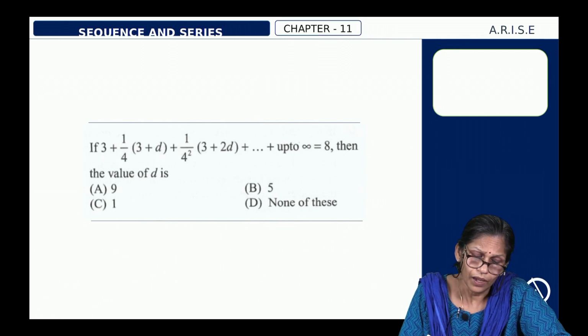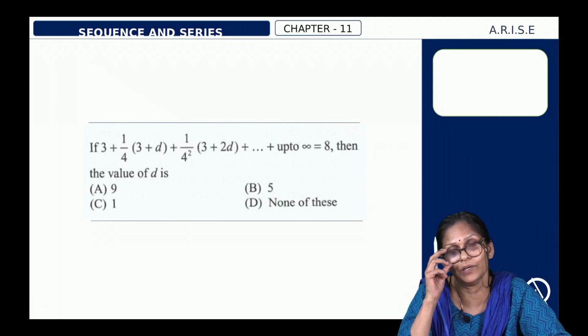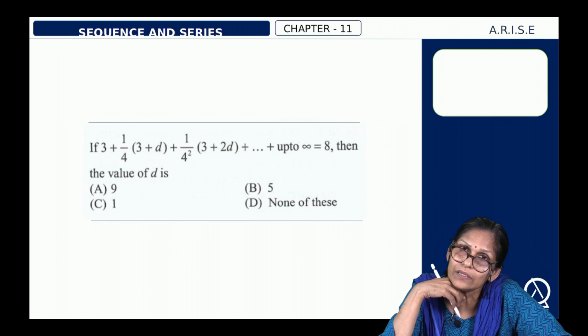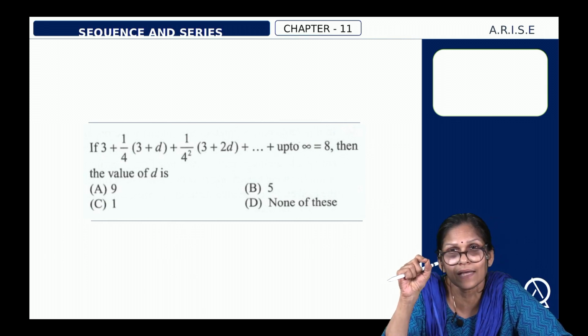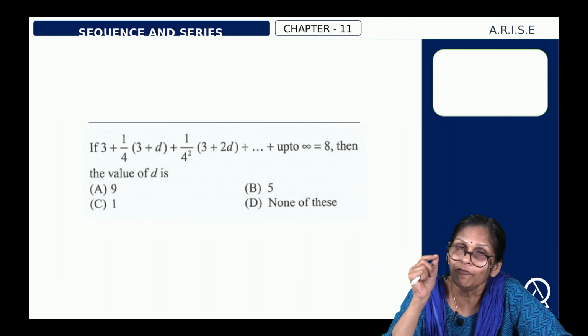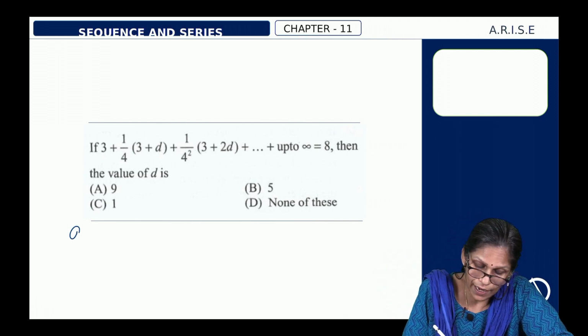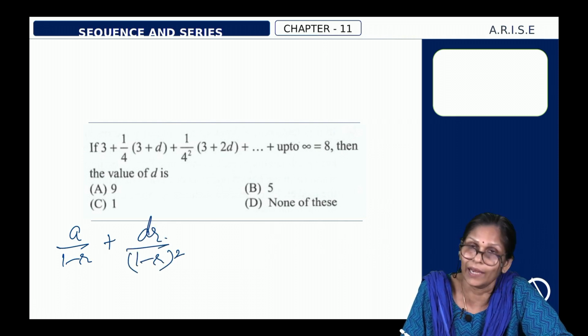Okay. Now, look at this. 3 plus 1 by 4 into 3 plus d plus 1 by 4 squared into 3 plus 2d and so on. What kind of a sequence is this? It is an arithmetico-geometric series. What is that? It is a product of an AP and a GP. The formula for sum to infinity of such a sequence is A by 1 minus R plus dr divided by 1 minus R the whole square. That is the formula and that is given to be 8.